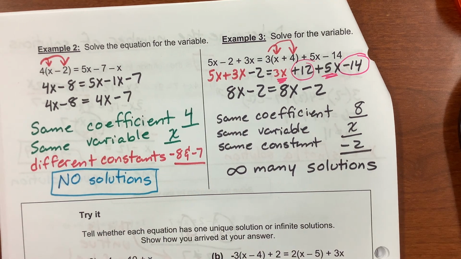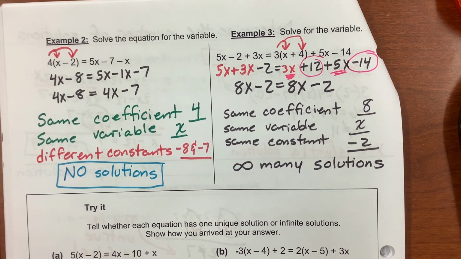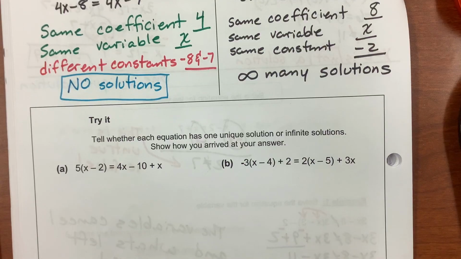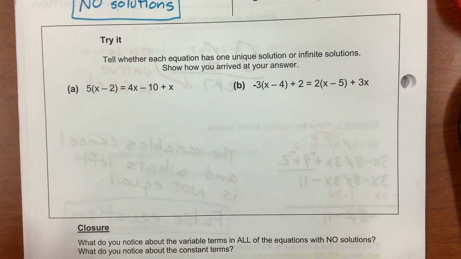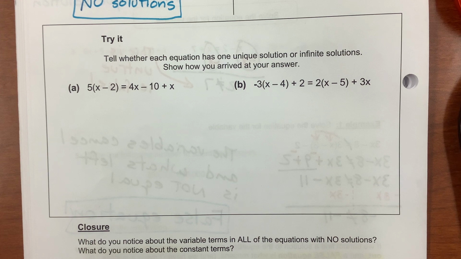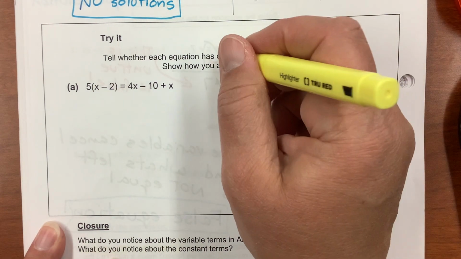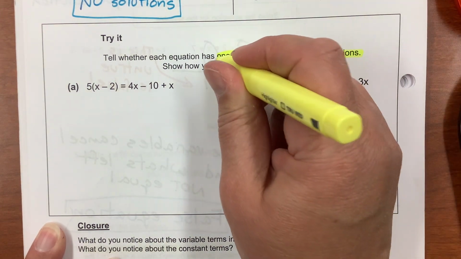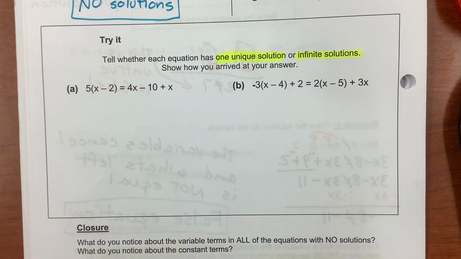All right, now there's a You Try It. That means turn off the video and try the problems yourself. You need to try math to do math. It's just 2 problems. You can do it. Tell whether each equation has one unique solution or infinite solutions, and show how you arrive at your answer. So, you know it's either going to have one unique solution or infinite solutions. And how do you know?